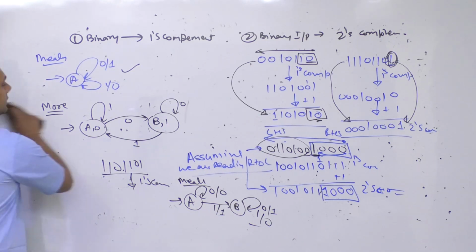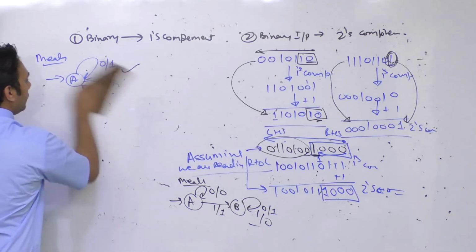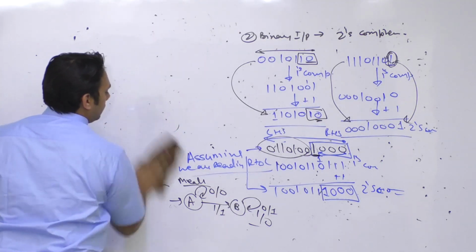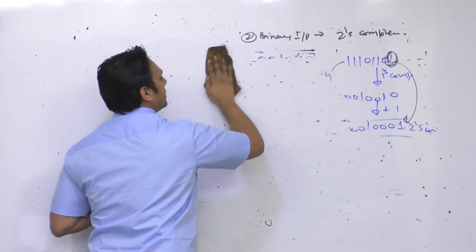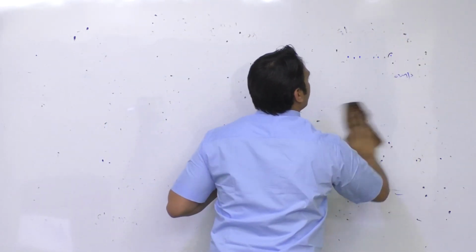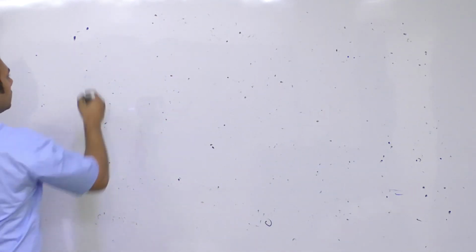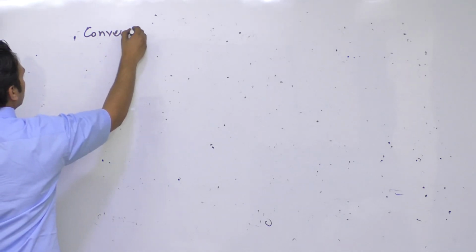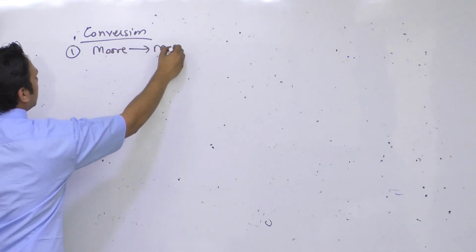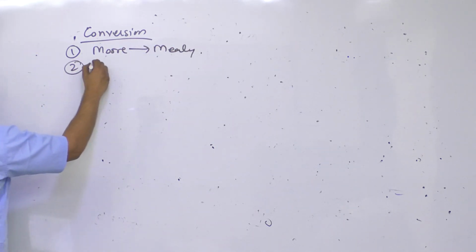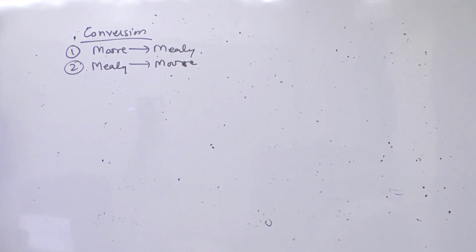So there are no doubts. Okay. So the next example is how you can convert a Moore machine to a Mealy machine, and how you can convert a Mealy machine to a Moore machine. So we have conversions here. There are two types of conversion. The first conversion is from a Moore machine to a Mealy machine, and the second conversion is from a Mealy machine to a Moore machine.